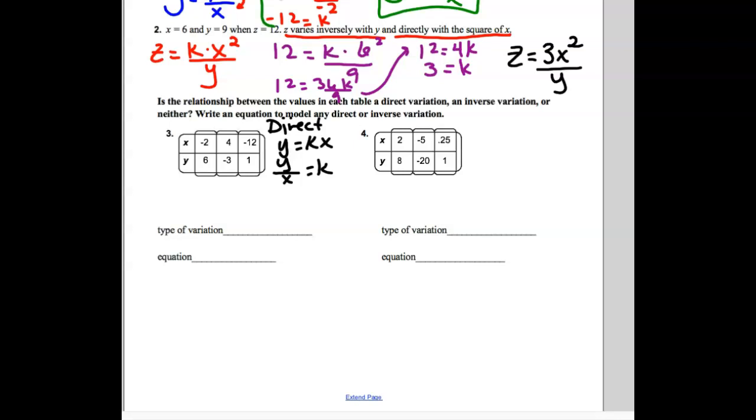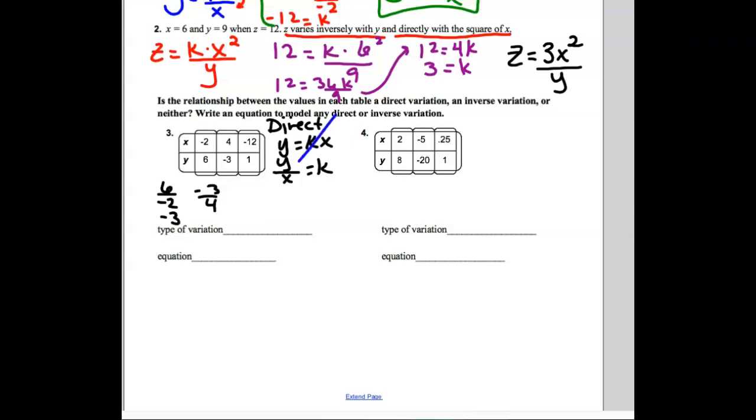So let's take our y values. 6 divided by -2 would get us -3. If we do -3 divided by 4, we're not getting -3. So this is not a direct variation problem. It's not working. Okay? So let's go and try inverse variation.